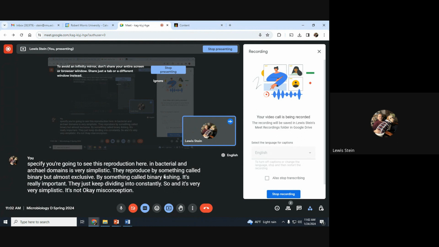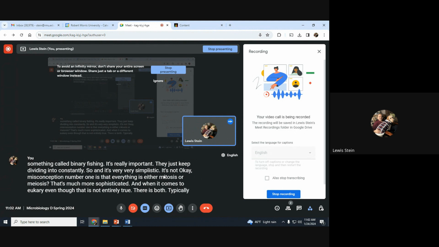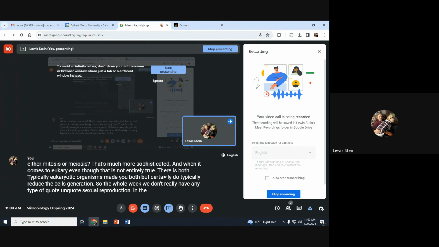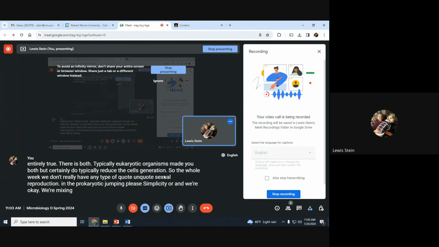Misconception number one is that everything is either mitosis or meiosis. That's much more sophisticated. When it comes to eukaryotes, there is both. Typically eukaryotic organisms may do both, but certainly typically maybe just mitosis, because some of them are asexual. We don't really have any type of quote unquote sexual reproduction in these simplistic domains. And archaea we're mentioning today in passing as well.